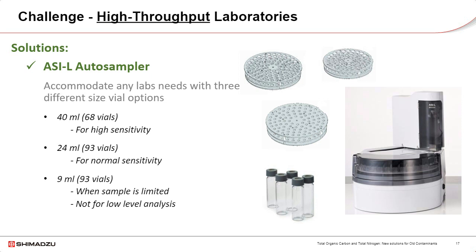Now, the larger size vials are used for low-level analysis, because larger volumes are needed for the lower level analysis. Conversely, the smaller size vials are used for the higher level analysis because you don't need large injection volumes when you're doing a higher level analysis. Additionally, switching to the 24 and 9 ml vials can increase your throughput from 64 vials all the way up to 93 vials.